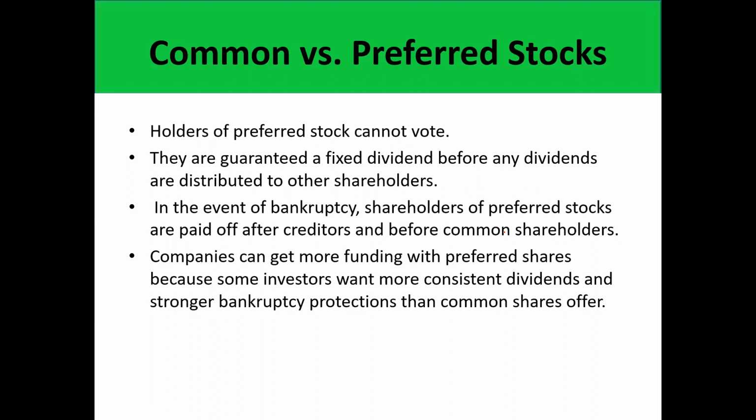Now, why do companies issue preferred stocks? Companies can get more funding with preferred shares because some investors want more consistent dividends and stronger bankruptcy protections than common shares offer. Which means that if you are a buyer, of course, you would want preferred stocks over common stocks because preferred stocks are, of course, preferred. Preferred stockholders are paid first before the common shareholders.